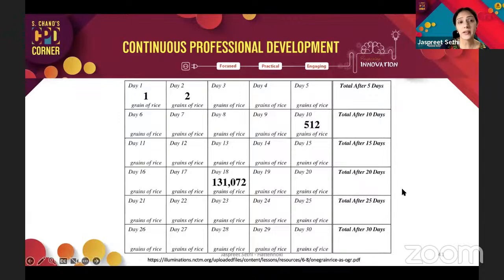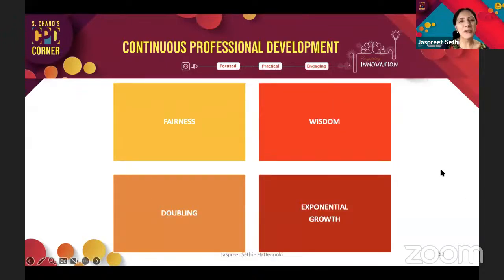So it talks about fairness, it talks about wisdom, it talks about doubling, and of course, exponential growth. This is my segue sometimes to talk about compound interest. When we talk about compound interest, or I'm starting with exponents and properties of exponents, I use this story from literature.